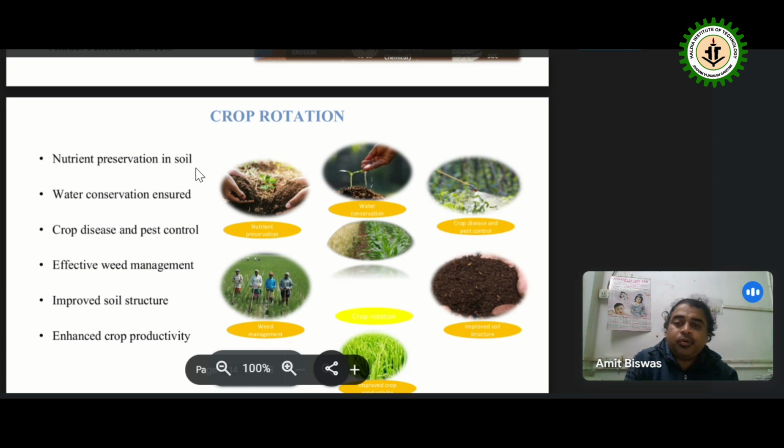Now the crop rotation. Why is crop rotation required? It is required for nutrient preservation in soil, water conservation, crop disease and pest control, effective weed management, improved soil structure, and enhanced crop productivity.